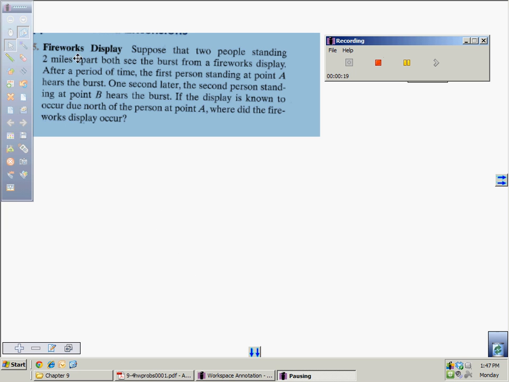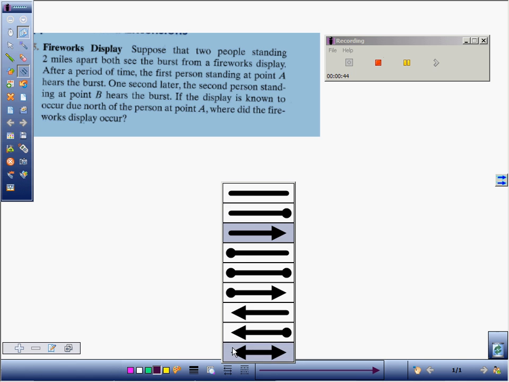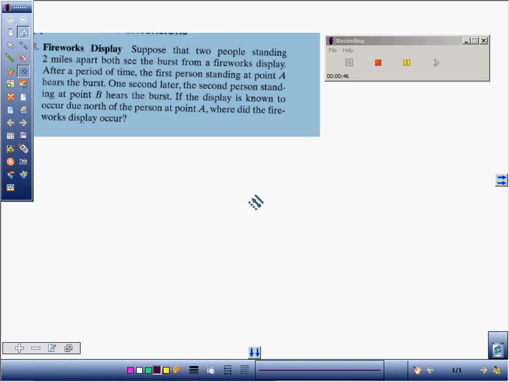All right. So, fireworks display, suppose that two people are standing 2 miles apart. So, these are kind of contrived problems in that they're kind of weird because it wouldn't occur that fireworks is directly north of someone else. But what happens is someone sees there's a firework, there's two people standing 2 miles apart.